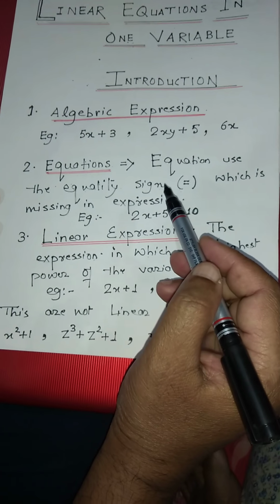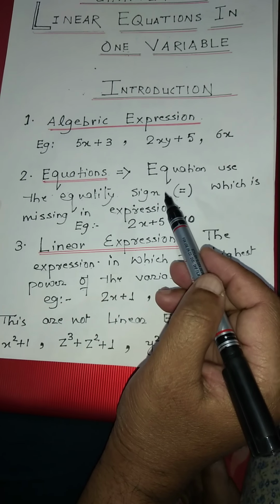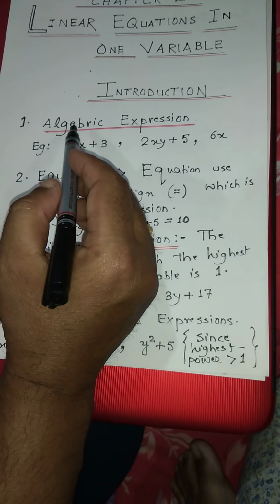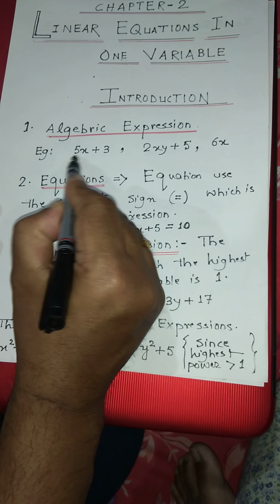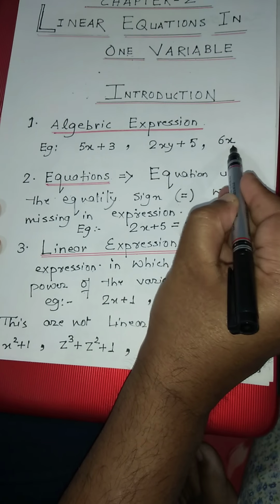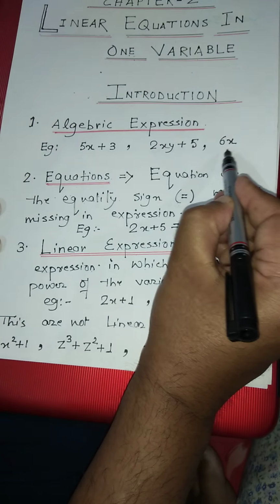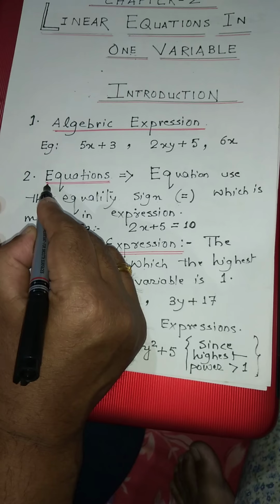Now, in the earlier classes, you have come across several algebraic expressions and equations, isn't it? So, I have written some algebraic expressions, that is 5x plus 3, 2xy plus 5 and 6x. These are all examples of algebraic expressions. Now, let's see what is an equation.